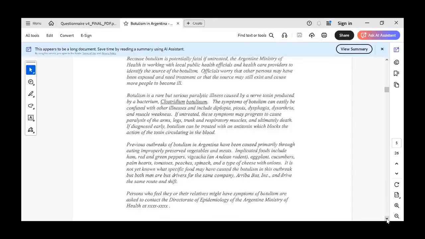Persons who feel they or their relatives might have symptoms of botulism are asked to contact the Directorate of Epidemiology of the Argentine Ministry of Health at X, Y, and Z.